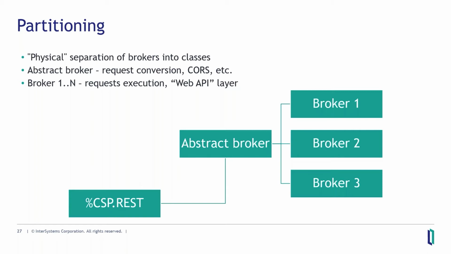So instead of converting the stream into a dynamic object in every method of each broker, you can write it once in the abstract broker. There are several common methods such as OnPreDispatch, where you do stuff for all requests, and you can check it there, do some conversions, and do it once instead of every time. Next, for example, you can handle cross-origin requests in the abstract broker, and so on. So all stuff which is related to all brokers and to all methods.